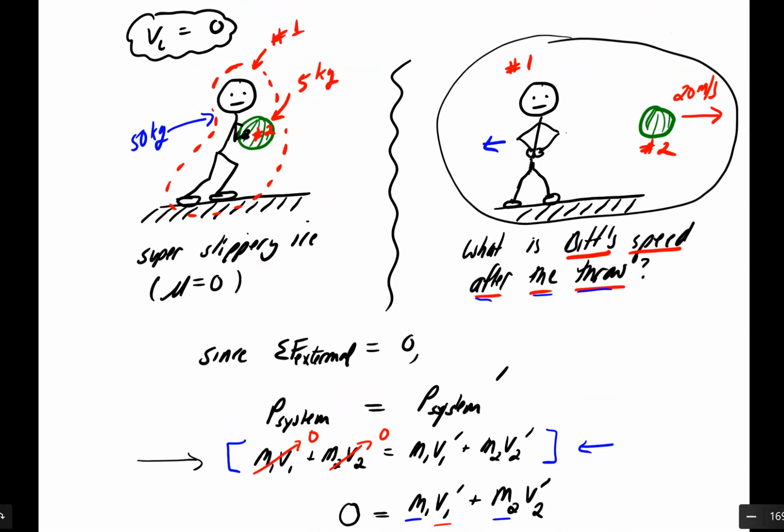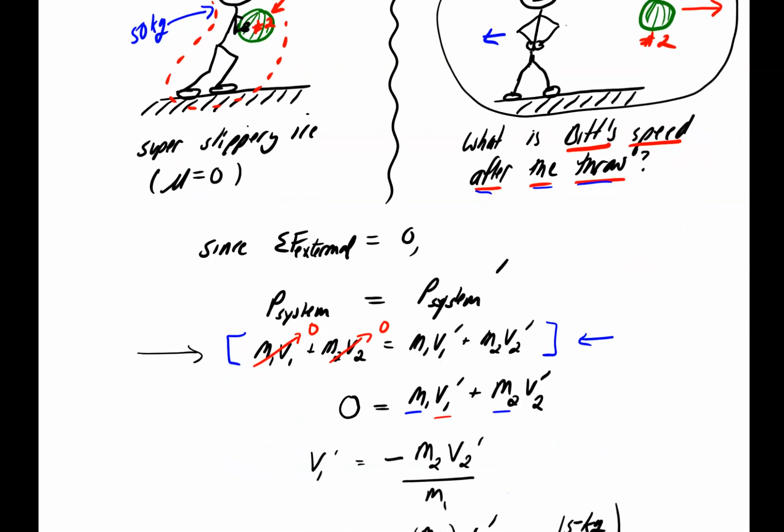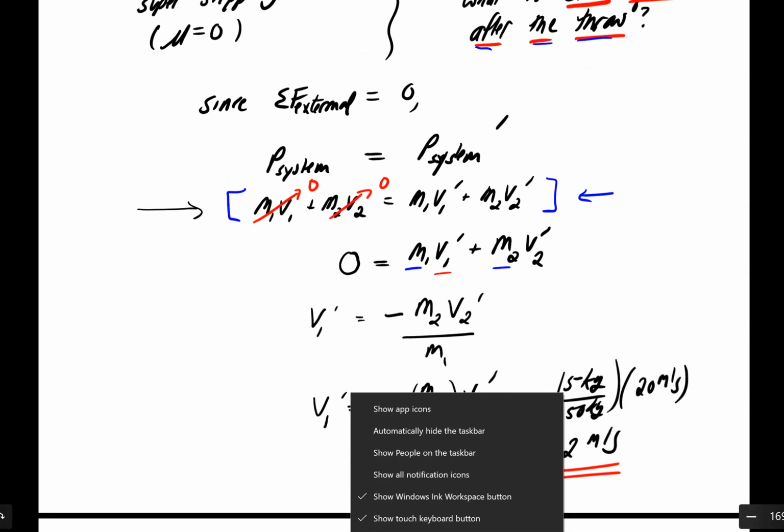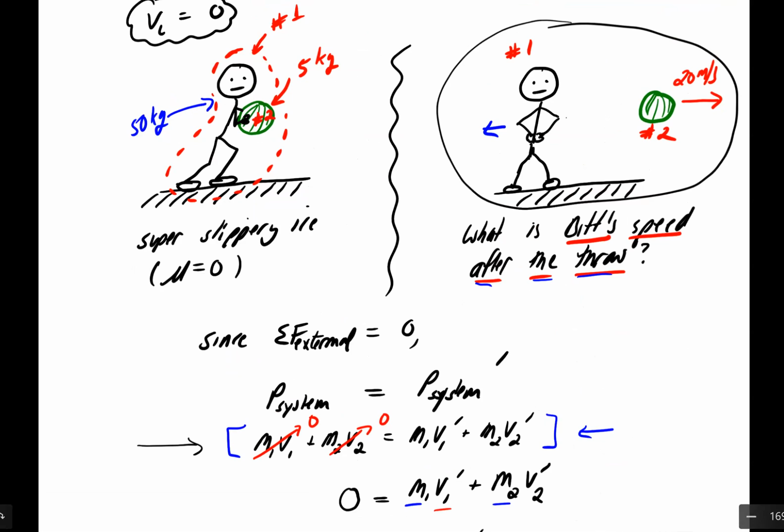Okay, now how fast is that watermelon going? 20 meters per second. Pretty good throw, Biff. Okay, so basically I've got negative 5 divided by 50 is 0.1 times 20 is 2 meters per second. So Biff is going to go to the left at 2 meters per second when the watermelon goes to the right at 20 meters per second.